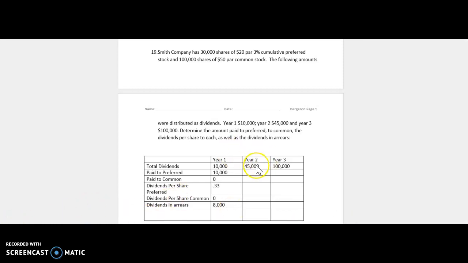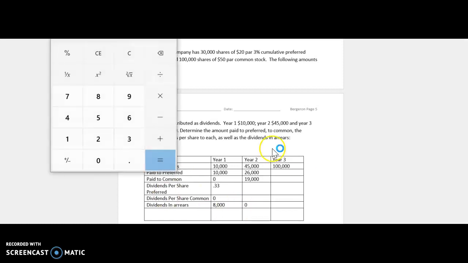Okay, for year 2, I want to be able to pay the preferred the 18,000 plus the 8,000 in arrears. So do I have enough? I do, so I can pay preferred all that I owe them, so I don't have any in arrears for the next year. I'm paid up. So common gets what's left over. I paid out 45,000 total. Preferred got 26,000, so common gets 19,000.